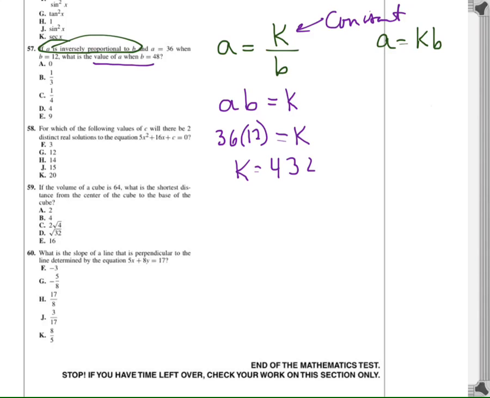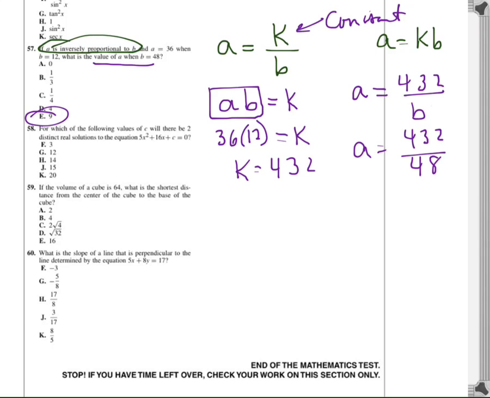Next, what is the value of A when B is 48? So again, A equals K over B, but we know K now. It says the value of A when B is 48, so we'll plug 48 in for B. Solving that, A is going to be equal to 9. Another way to do this: since A times B is always constant, take the first A value and B value and multiply them and set it equal to the second A value and B value. A times B should always equal the same thing.